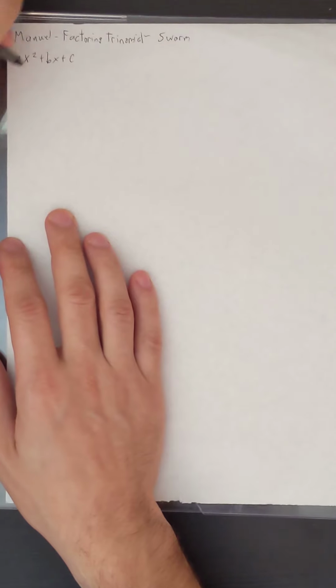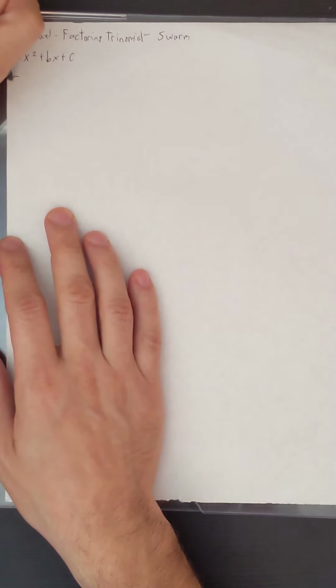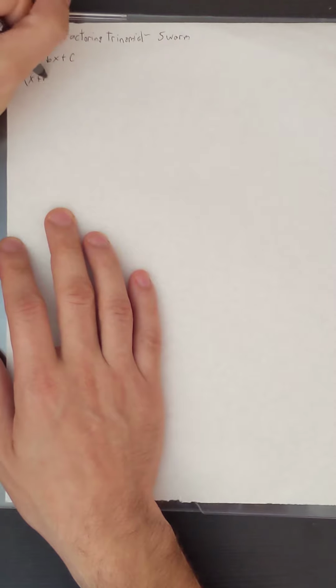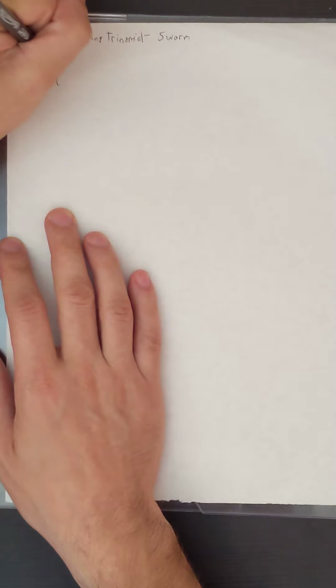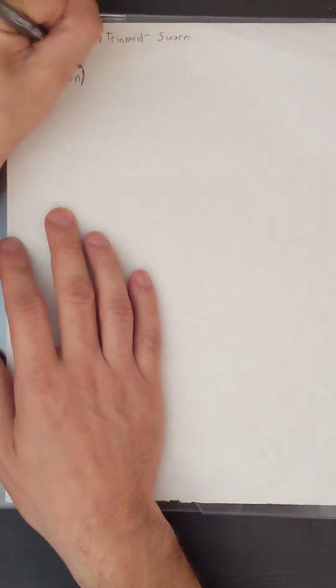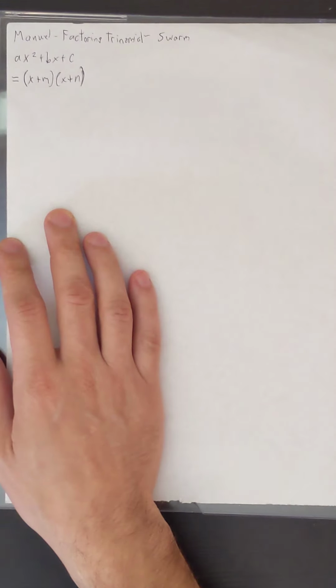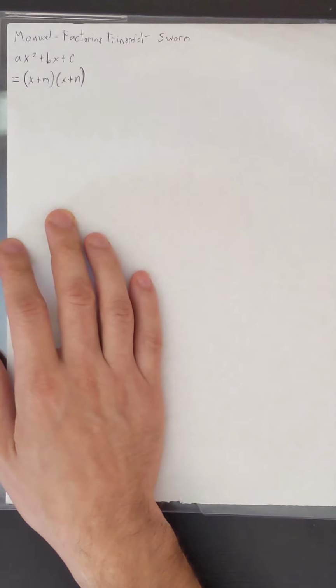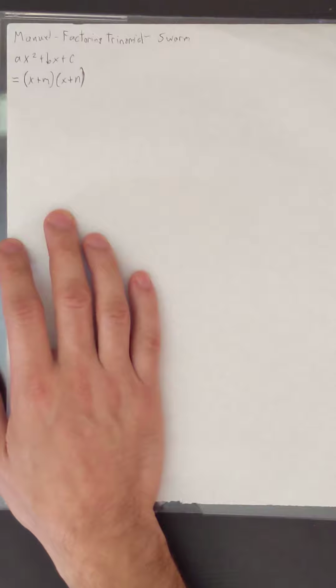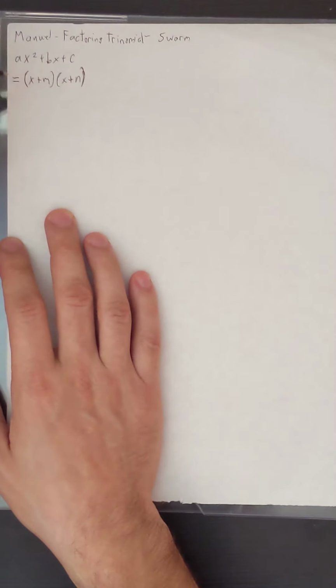And factoring a trinomial is basically converting it from an addition problem into a multiplication problem, where it looks something more like this: x plus m times x plus n. And we do that for a number of reasons. It would be easier to solve for x. It's easier to do certain algebraic changes to the expression once we've converted it that way.